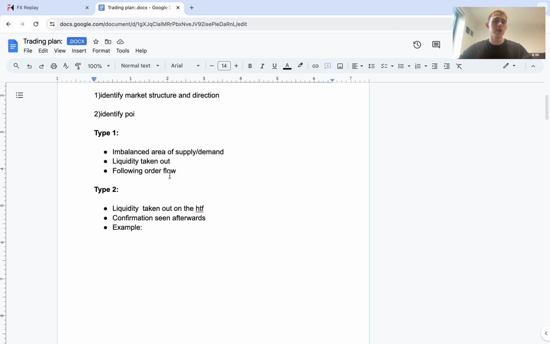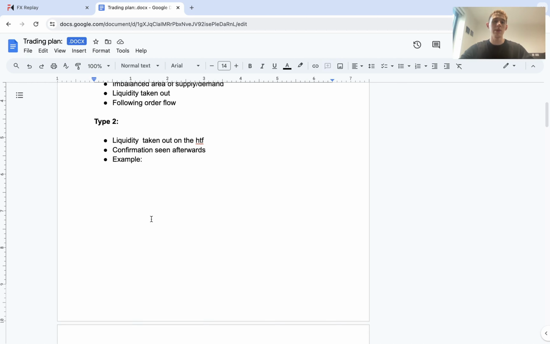And step 2 is to identify an area of interest where we're looking to either buy or sell. Of these, I've classified 2 different types. The first is an imbalanced level of supply or demand with liquidity resting above or below, and this is obviously following the overall order flow, which we identified in the first step.